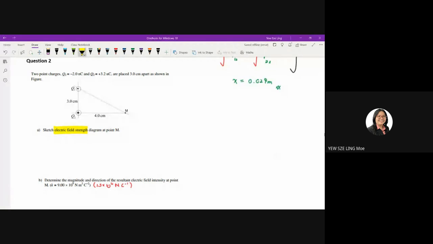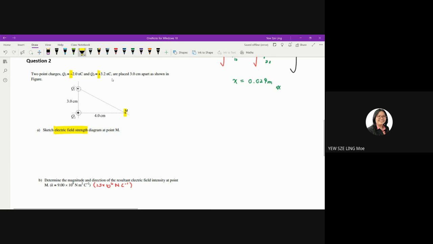All right. So now let us see how to sketch the electric field diagram at point M. You have 2 point charges. One is a negative 2 nanocoulomb and the other one is positive 3.2 nanocoulomb. They are placed 3 cm apart as shown in the figure. Sketch the electric field strength diagram at point M. So how are we going to sketch the electric field strength diagram at point M?